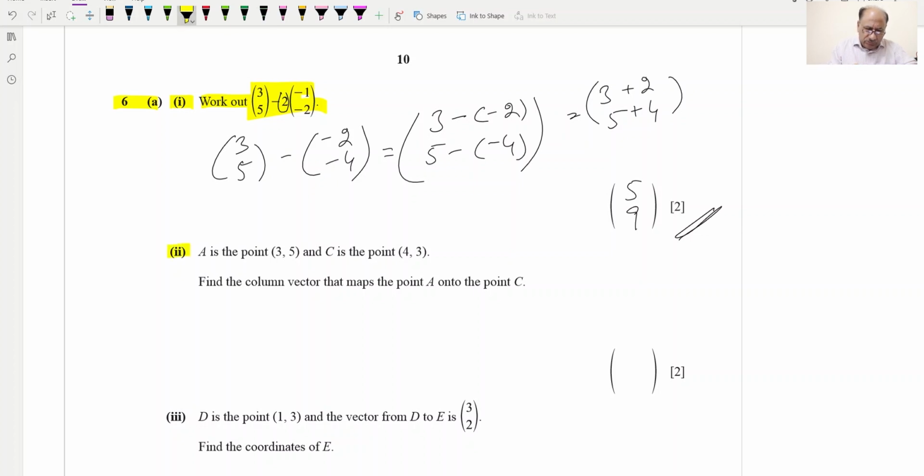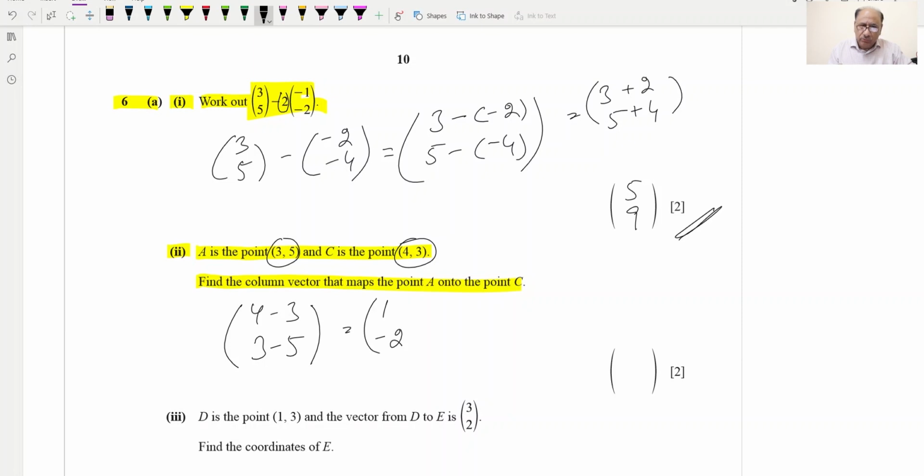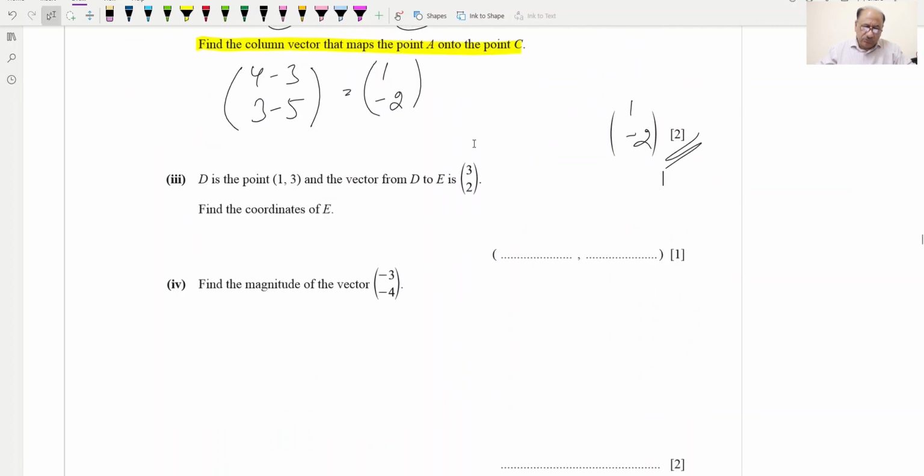Now question second part, A is the point 3 5 and C is the point 4 3. Find the column vector that maps the point A onto C. So point A onto C will be 4 minus 3 and 3 minus 5, and this will be equal to 1 and minus 2, and this will be the answer. This is a 2 marks answer question which we are done.